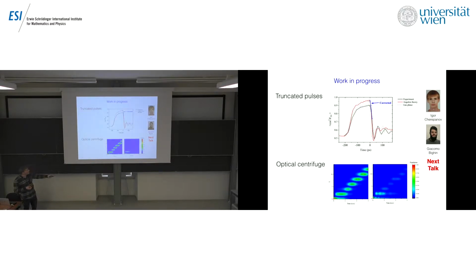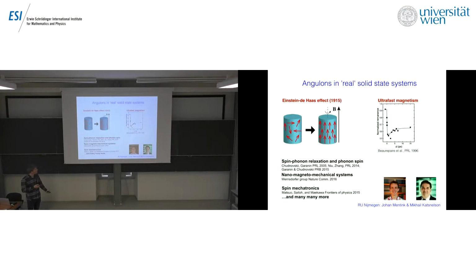And what we're working on now is also more sophisticated techniques like truncated pulses. We're also trying to describe an optical centrifuge that allows us to spin molecules up to hundreds or thousands of angular momenta, and maybe one can produce a vortex like that or something of that sort.